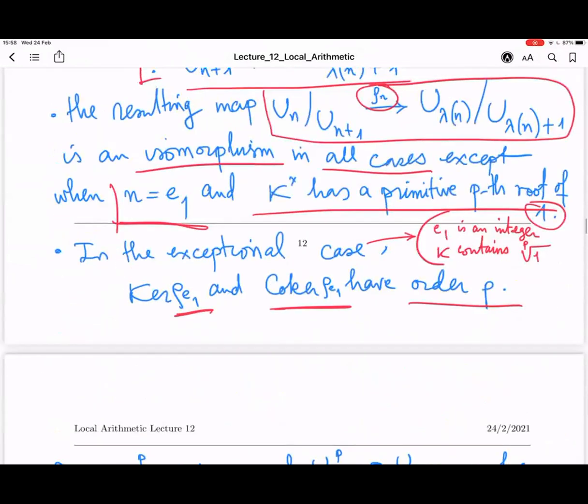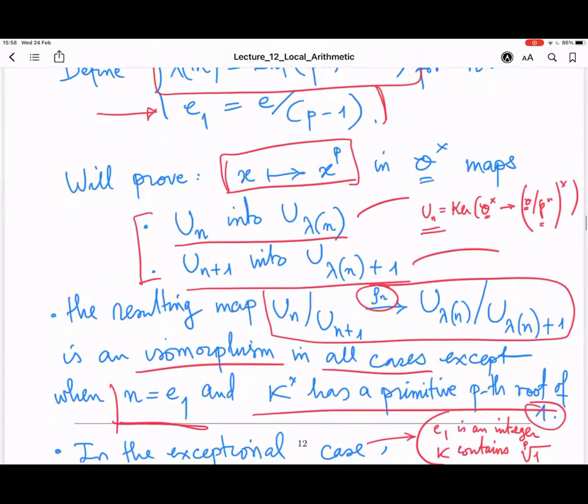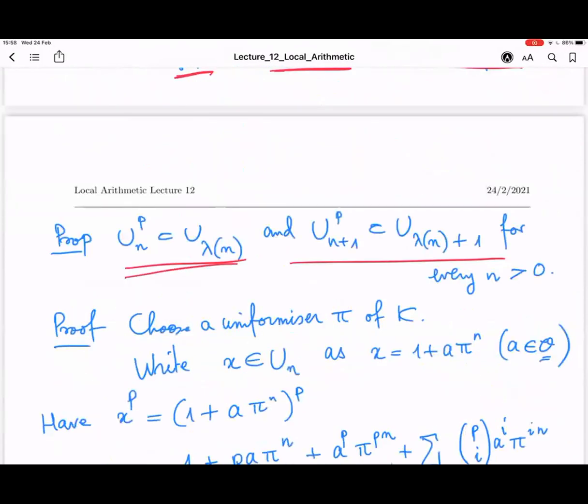You see, that was the first thing, right? This map x going to x to the power p takes U_n into U_{λ(n)} and U_{n+1} into U_{λ(n+1)}. So that's what I've rewritten here. This and this.